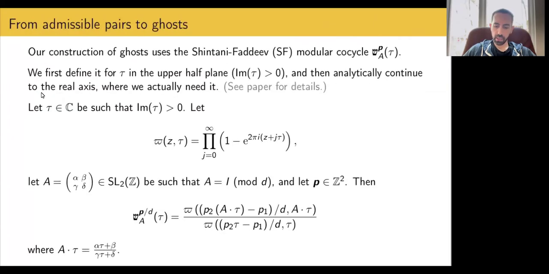Right. So as long as I have some modular condition and some congruence condition on A, and P is an integral vector, and tau is in the upper half plane, then this definition works. Here, when I say A dot tau, I mean the linear fractional action.